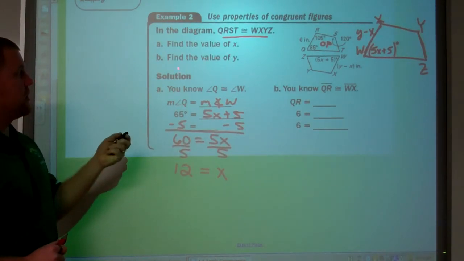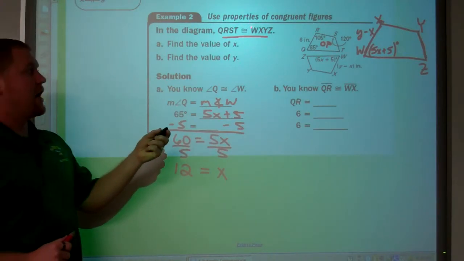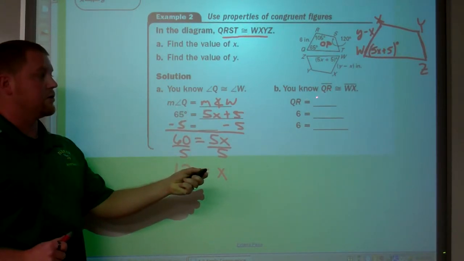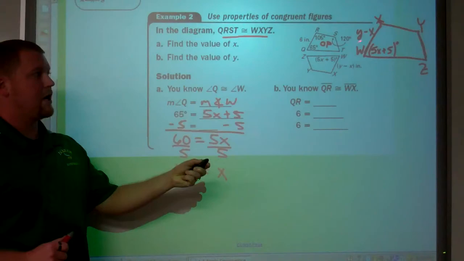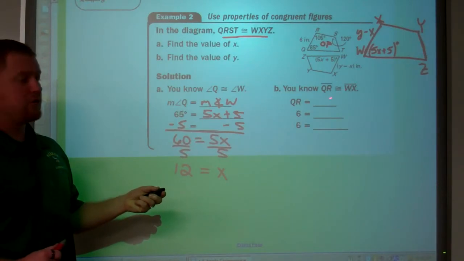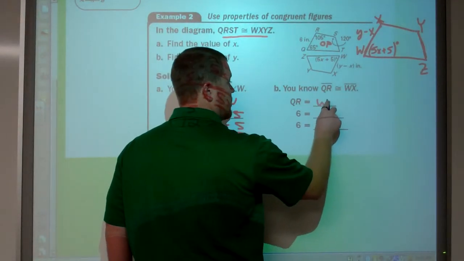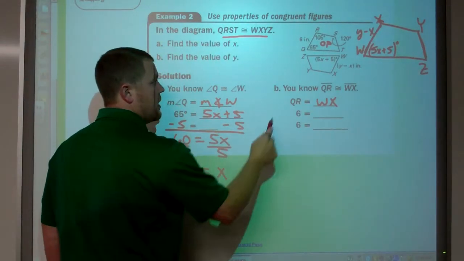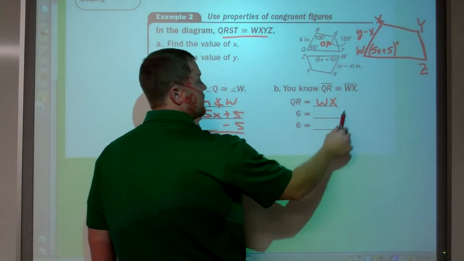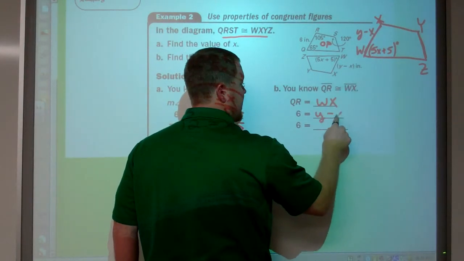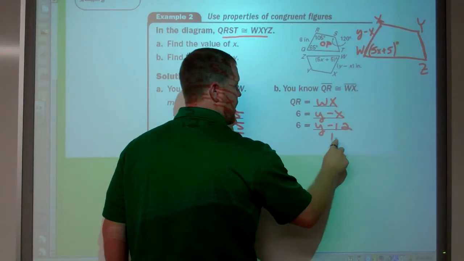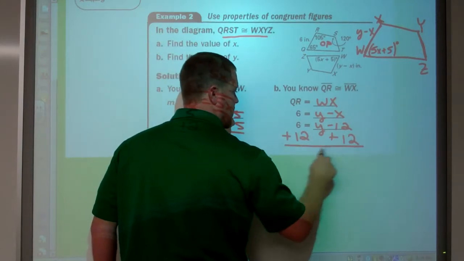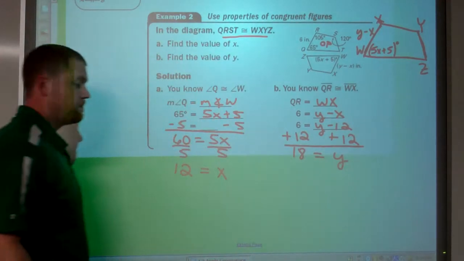Find the value of x. Did that. Part B, find the value of y. Again, we have congruent figures, so their parts are congruent. So segment QR is congruent to segment WX. And I know I need to use that because there's y there. It talks about segment WX. And if the segments are congruent, their lengths are equal. So the length of QR equals the length of WX. The length of QR is 6. The length of WX is y minus x. And again, we know x is 12. So 6 equals y minus 12. Add 12 to both sides. So 18 equals y.